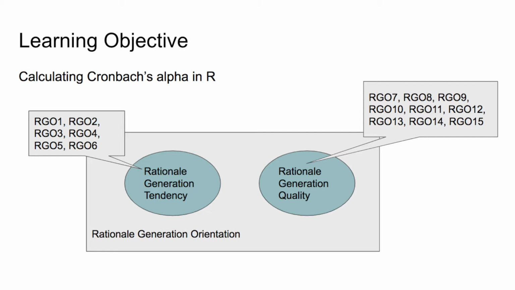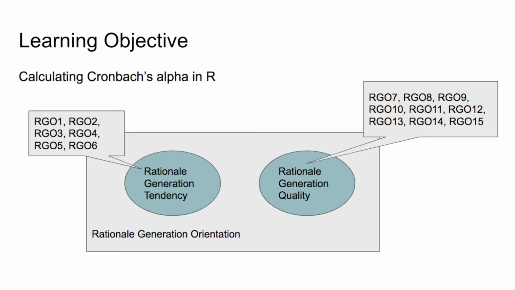This is Cong Wang. Today I will talk about how to calculate Cronbach's alpha for your measures in R. For most academic articles, researchers need to report the values of Cronbach's alpha to show the reliability of your measures.